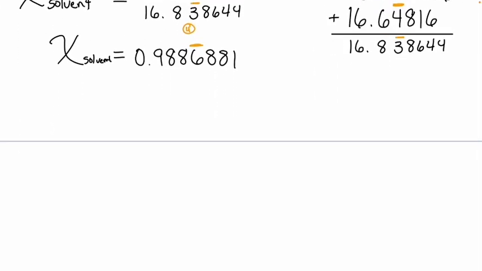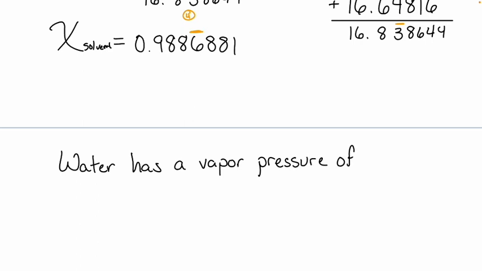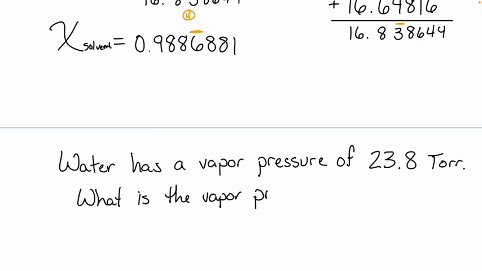All right, so now let's go one step further here. We got our mole fraction for this particular solution, mole fraction of solvent specifically. And now I'm going to tell you that our solvent, water, has a vapor pressure of 23.8 torr. And I want to know what is the vapor pressure of our solution.